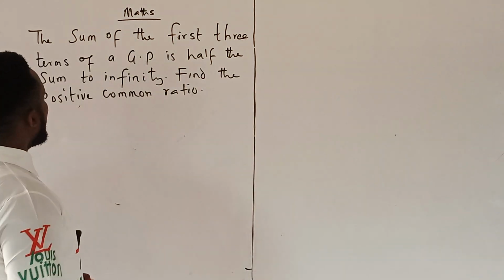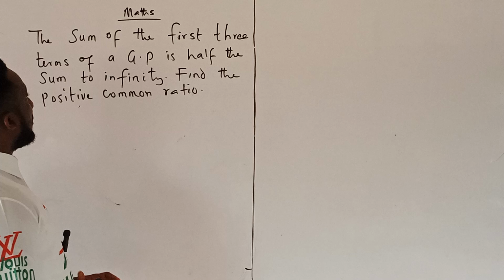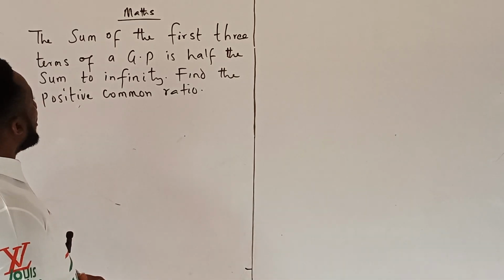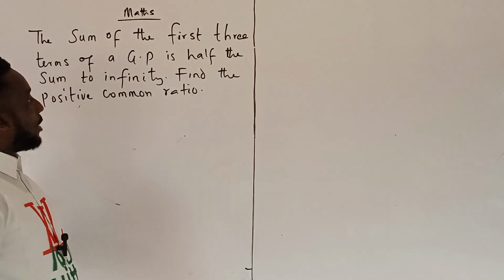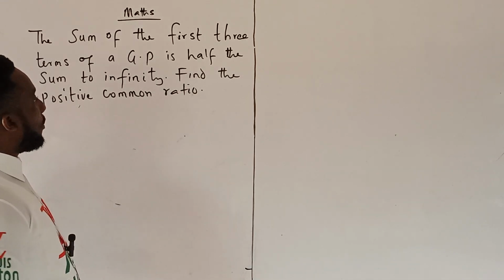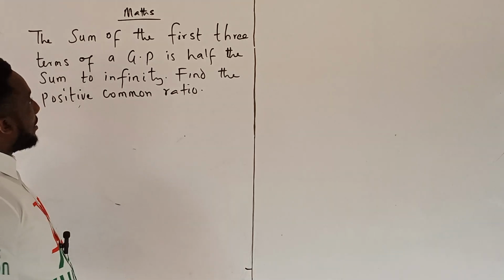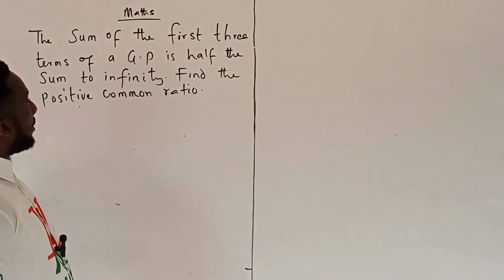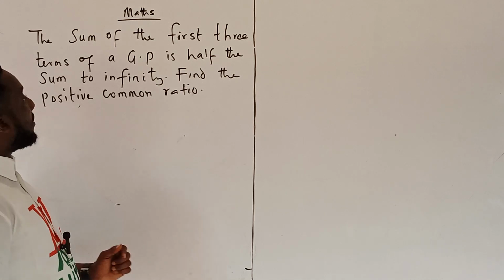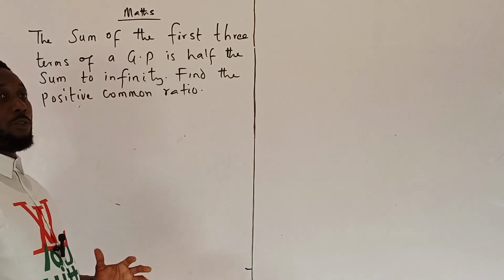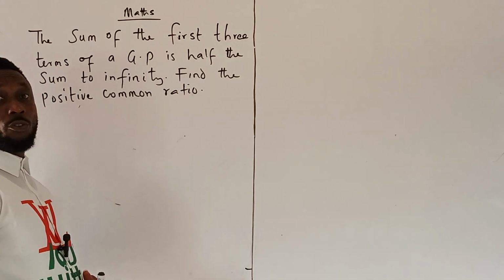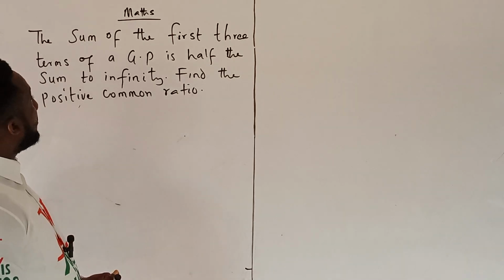We are given that the sum of the first three terms of a geometric progression, GP, is half the sum to infinity, and we are to find the positive common ratio. Like I said, this is a high school problem which is quite straightforward. Regardless of the fact that we are not given any variable, we are going to merge two formulas together, then we can do small algebraic work and get the answer.